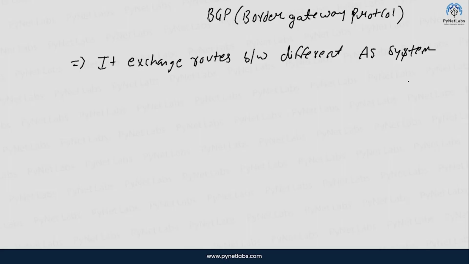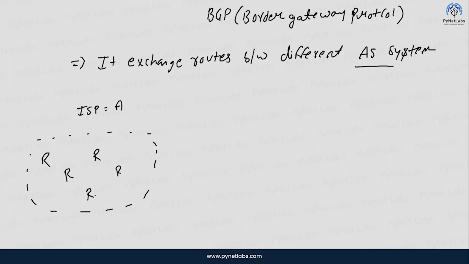Now, what is a different AS system? AS systems are nothing but a network which is controlled by a single administrative body. Let's say I have ISP A, and this ISP is managing a couple of networks and routers. All these routers and networks are managed by ISP A. So this logical area in which we are maintaining all this network and routers, we call an AS system, that is called an autonomous system.